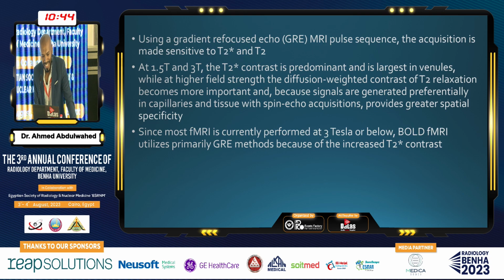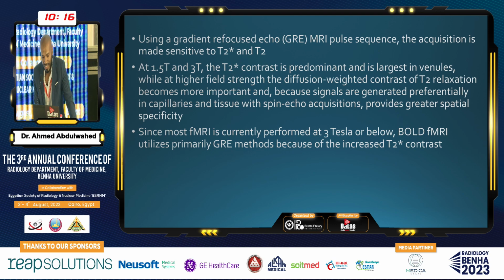Of course, we use a gradient refocused echo, which will make it sensitive to T2 star and T2 effects. Most of the time, we use 1.5 Tesla and 3 Tesla, using T2 star contrast as predominant in the largest veins, while at high field strengths the diffusion weighted contrast of T2 relaxation becomes more important because signals are generated preferentially in the capillaries and in the tissues with a spin echo acquisition.